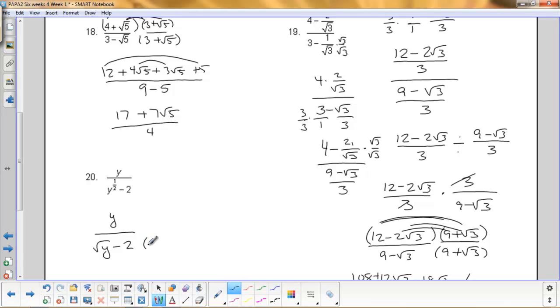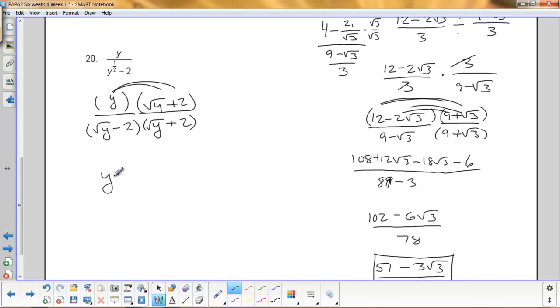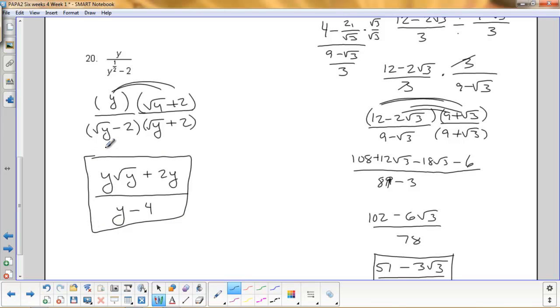We go back to our conjugate, so that's going to be y plus the square root of y plus 2, and the square root of y plus 2. So then what I'll do is I'll distribute this in to that, and we will get y times the square root of y plus 2y divided by y minus. There's no common factor between any of those, so I am left with simplest terms. And now we are finished.